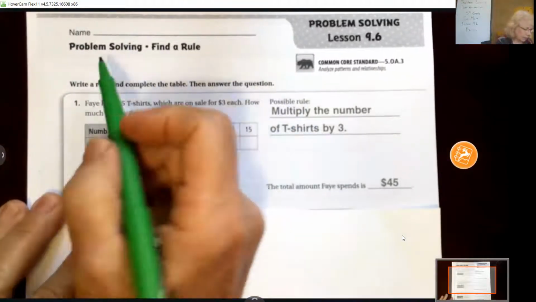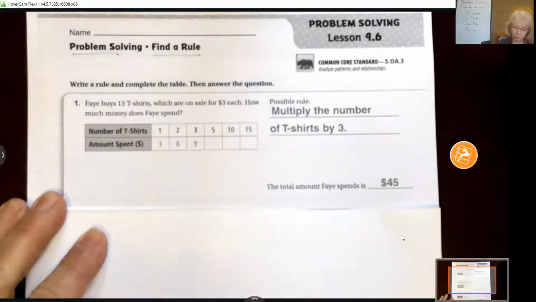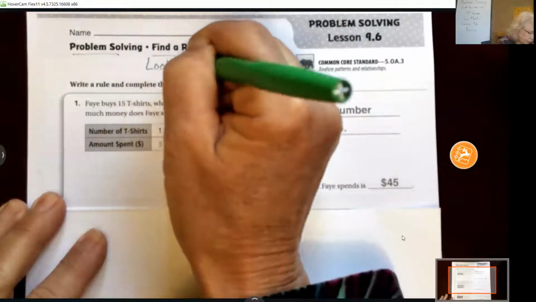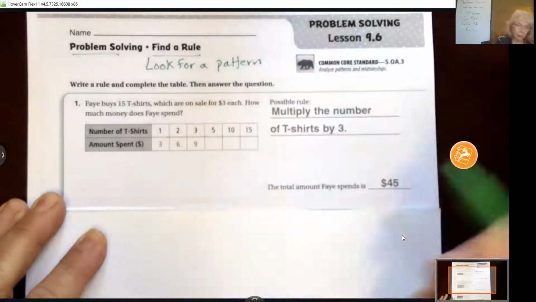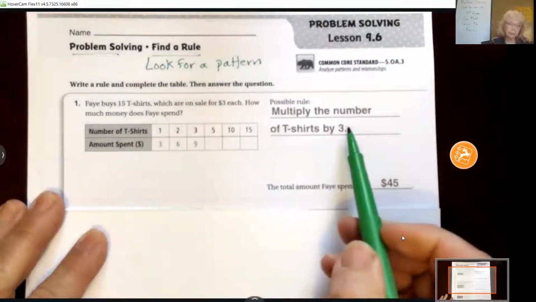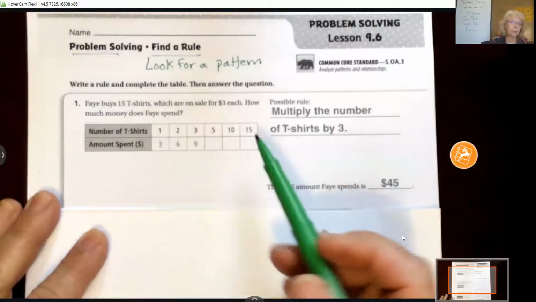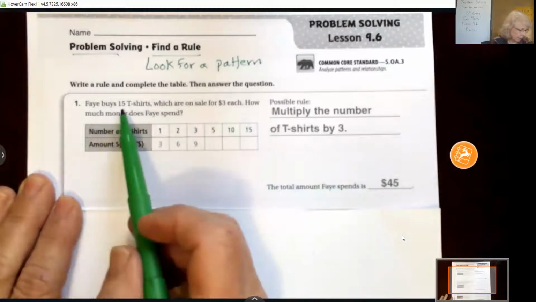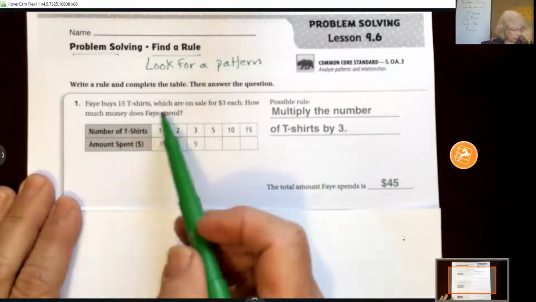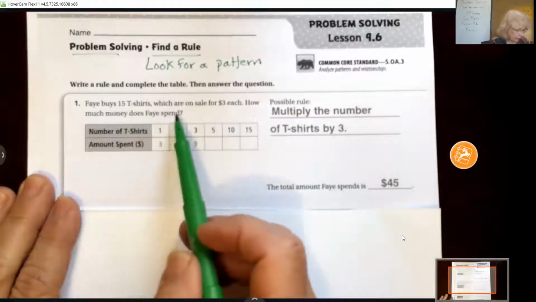Okay, so up at the top, let's just notice it says problem solving, find a rule. And I like to say, look for a pattern. Okay, so it gives us the answer to this first one. This is intended as like homework practice, but I'm just going to talk through it so you see why that's the answer. Faye buys 15 t-shirts, which are on sale for $3 each. How much money does Faye spend?